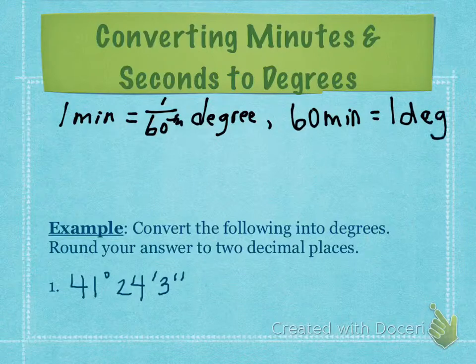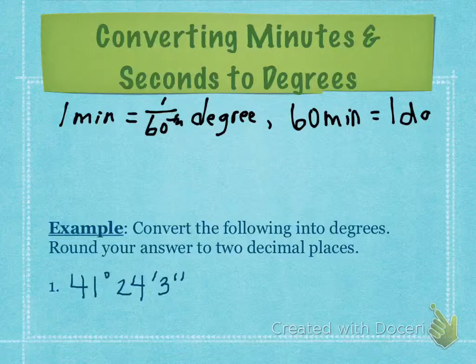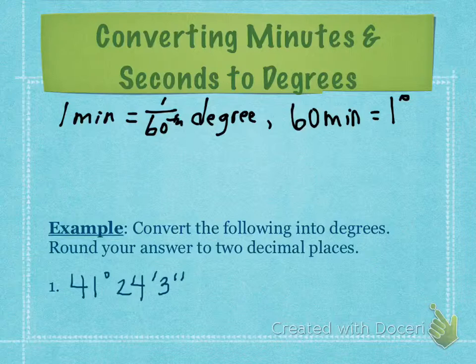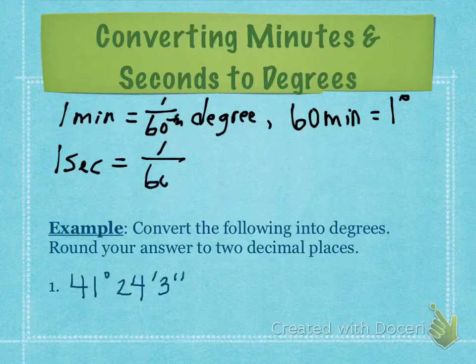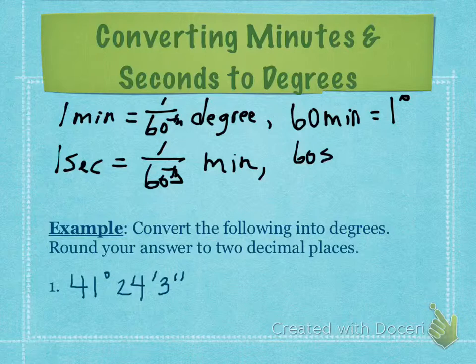All right, so 60 minutes is the same thing as 1 degree. So it's kind of like having 60 minutes equals an hour. That's kind of the relationship you should be thinking about, all right? And it works the same way for seconds, except that seconds is even better because it works exactly like it does with minutes on a clock, all right? So 1 second is 1/60th of a minute. Or likewise, 60 seconds is equal to 1 minute.